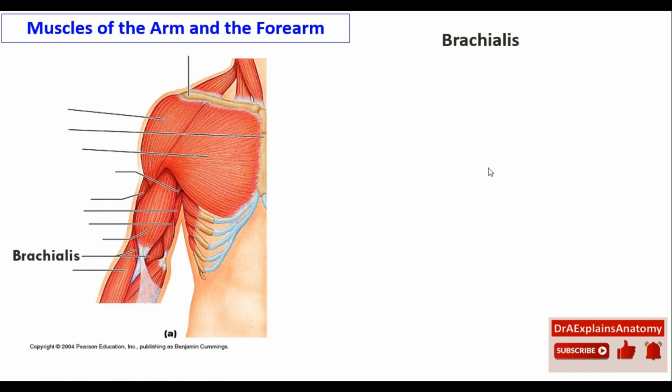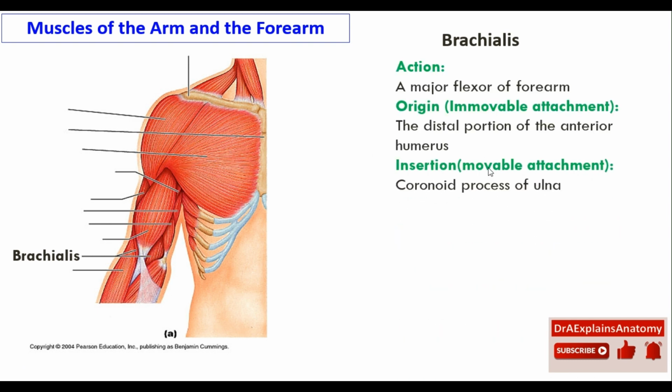Moving to the brachialis muscle, this is the brachialis muscle. The action, it is a major flexor of the forearm. That is the forearm right here. The origin, it originates from the distal portion of the anterior humerus. It is inserted on the coronoid process of the ulna, which is the medial bone in the forearm.